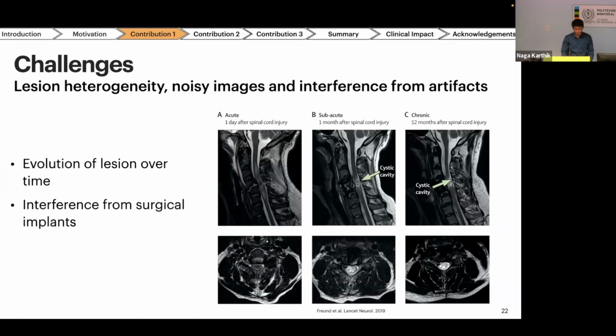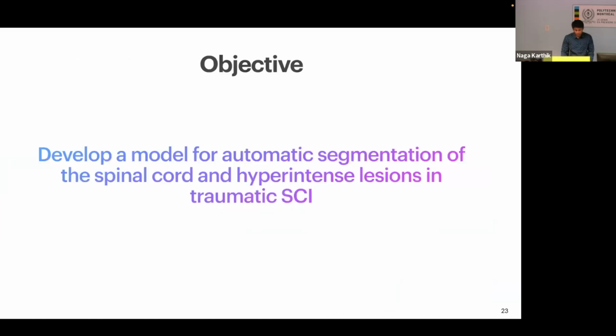And as I said before, because we need to stabilize the cord once the injury happens, some metal implants are inserted, and those typically interfere with the segmentation, as algorithms usually focus on segmenting the implants and so on, which is not good.